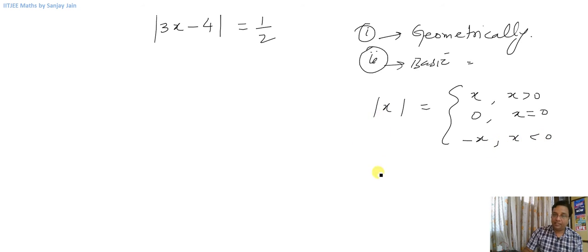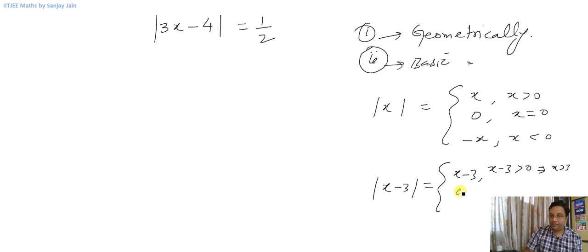So I can say that mod of x minus 3 is equal to x minus 3 when x minus 3 is greater than 0. That means x is greater than 3, right? It will be 0 when x minus 3 equals 0, that is x equals 3, and it will be minus of x minus 3 when x minus 3 is negative, that is x is less than 3.